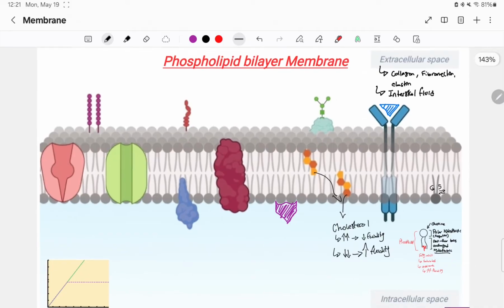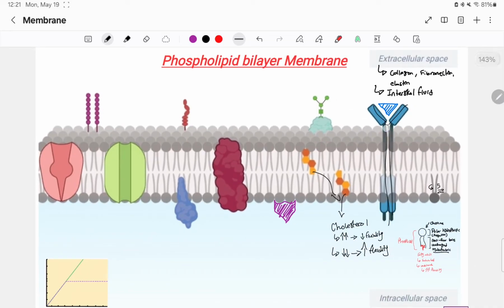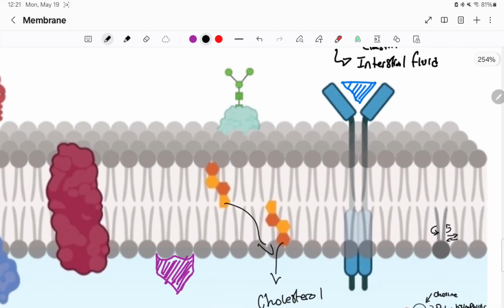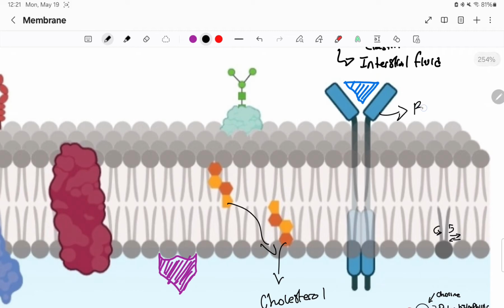The other thing we can see is this Y-shaped structure here, okay? What is this structure? All right, this guy right here is known as a receptor. Now, some of you might not know what a receptor is, okay?